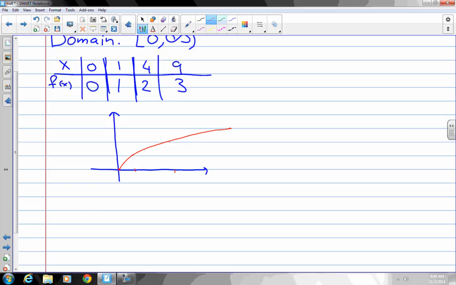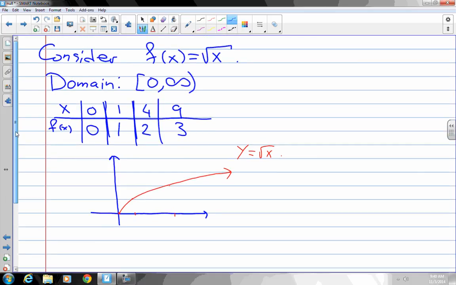So it keeps going. It's kind of like half a parabola on its side. So this is the graph of y equals square root of x. So just by looking at this graph now, we can answer the range question. What is the range of this function? Just looking at the graph. What is the range?